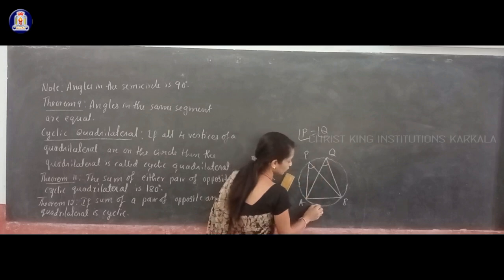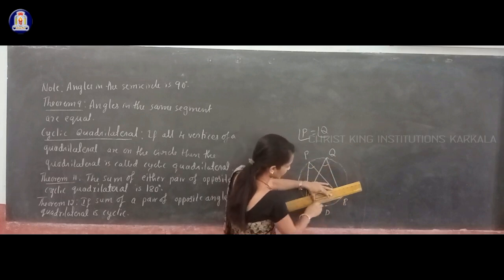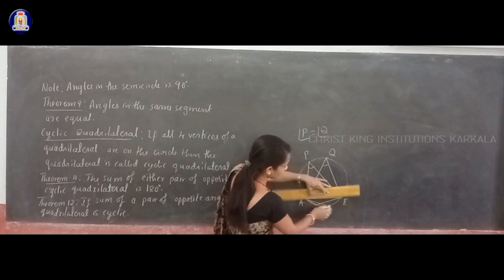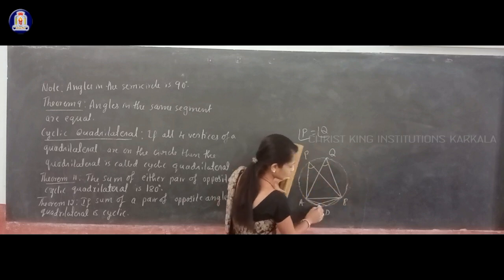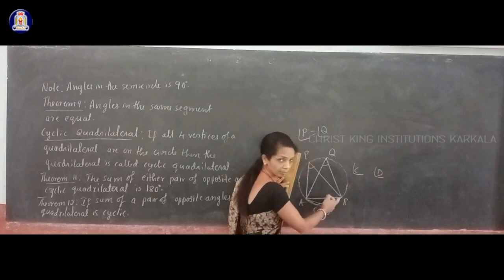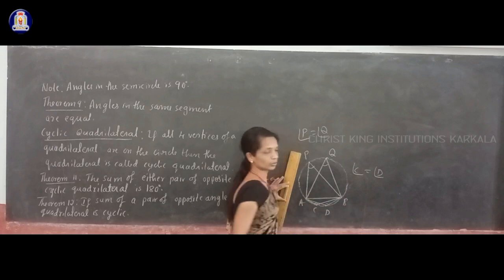In the same way, if you take two points C and D on the minor arc side, and join C with A and B and D also with A and B like this, then C and D are two angles in the same segment, the minor segment. Okay, they are equal. Angle C is equal to angle D.